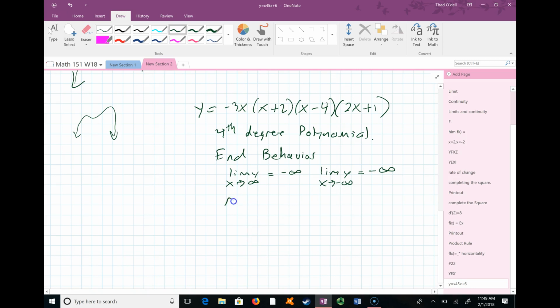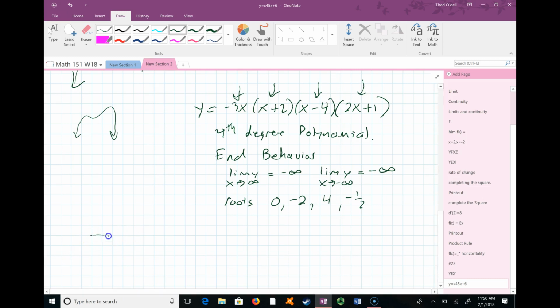So the roots of this polynomial would be 0 because of this one. Because if I plug 0 in for x, it makes this factor 0. And then we'd have -2 because of this one. Then we'd have 4 because of this one. And then in this one, we'd have -1/2 because of that guy right there. Because 2 times -1/2 would be -1. -1 plus 1 is 0.